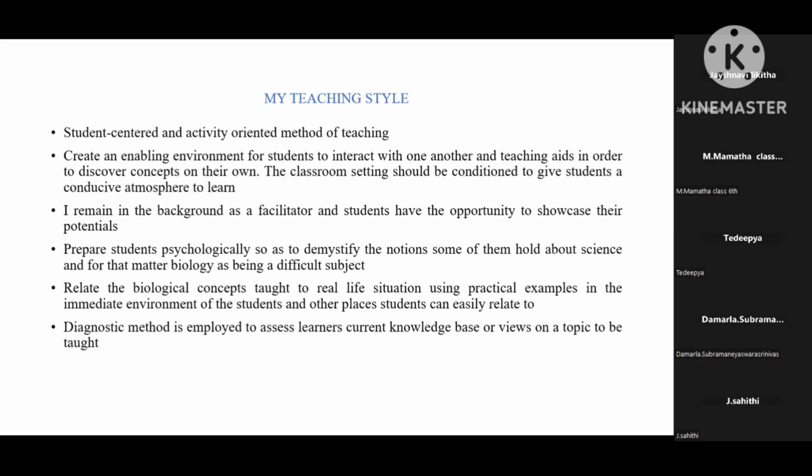Quite apart from this, a lot of students have certain misconceptions about certain subject areas as being difficult. So prior to my lesson delivery, I usually psyche my students up by demystifying the notion they hold about a particular subject, especially the subject I'm teaching, biology, as being difficult, so that I prepare their minds psychologically to be ready to learn whatever concepts I have with them.